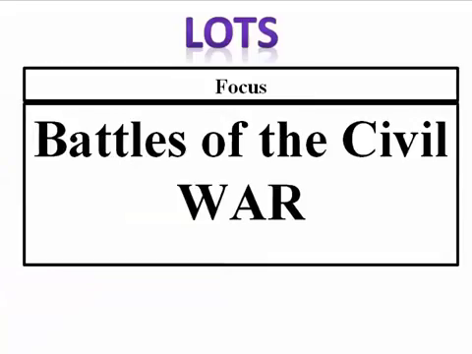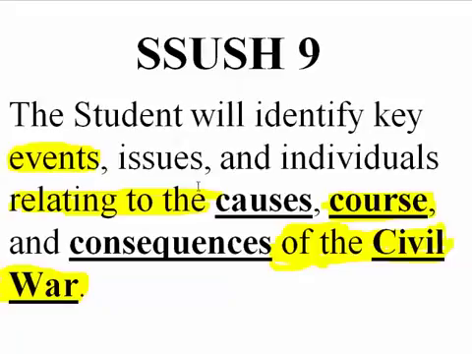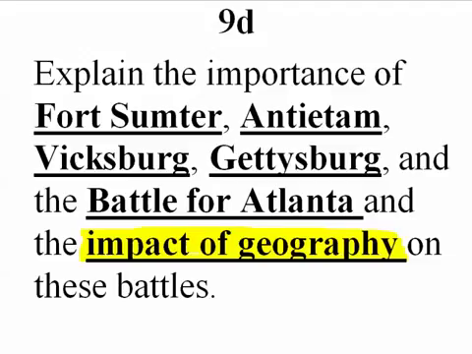Okay, we're going to be talking about the battles of the Civil War, just the major ones, not all of them. There's over 200 battles in the Civil War, so we're going to talk about the major battles. Standard 9 says the student will identify key events relating to the course of the Civil War. 9D: explain the importance of Fort Sumter, Antietam, Vicksburg, Gettysburg, and the Battle of Atlanta. So our standards outline 5 battles that we need to know for the EOCT, and we're going to talk about all 5 of those.